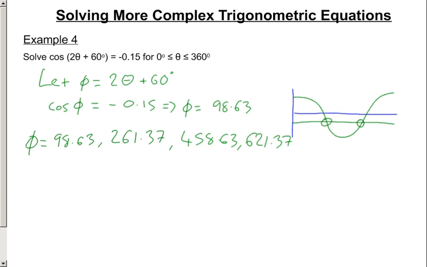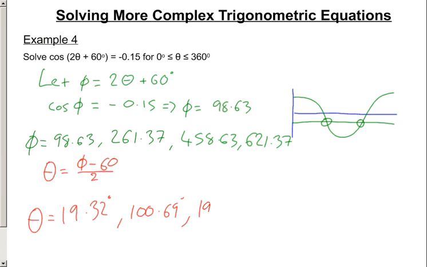From here we now want to find theta. So theta, rearranging this, is phi minus 60 all over 2. And when we do that to each of these values, we get 19.32 degrees, 100.69 degrees, 199.32 degrees, and 280.69 degrees.